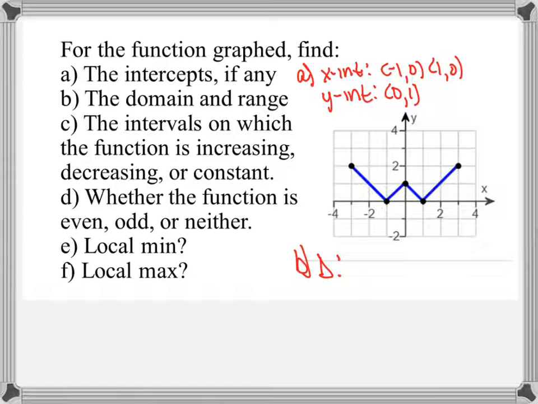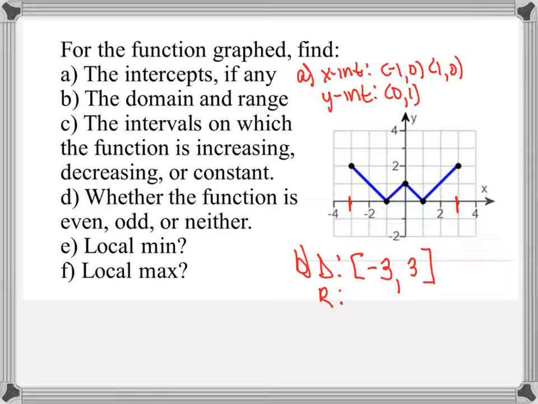Okay, let's look at the domain and range. The domain, we're looking at the x-axis and looking at the leftmost and rightmost x values. Now, it's important to note that the endpoints on this W-shaped graph are solid closed circles, so they are included. So our domain goes from -3 to +3 with square brackets on each end. So -3 and +3 are both included in our domain, and every real number in between them.